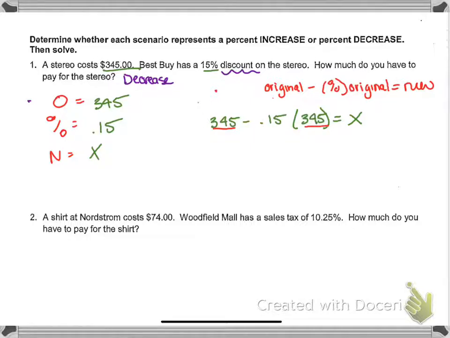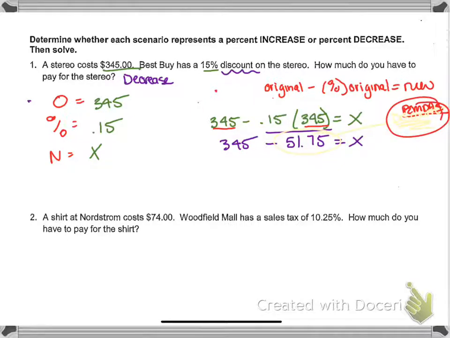It's my original amount. So I'm going to start by using order of operations, guys. This is really important. PEMDAS tells me that I need to do multiplication first. So I'm going to do 345 times 0.15. That gives me 51.75. Now that's a really significant number because that is my discount right here. This is how much money I'm going to get off of that stereo because it's 15% off. Okay, so that's why I do that first.